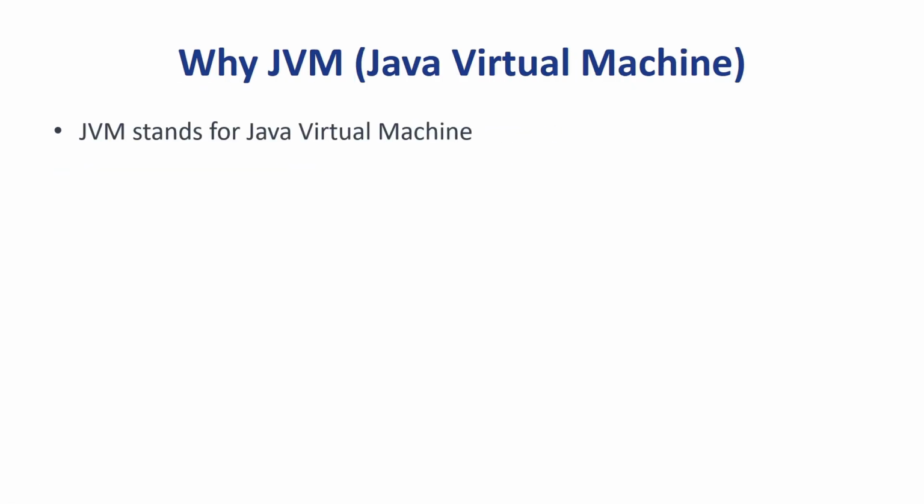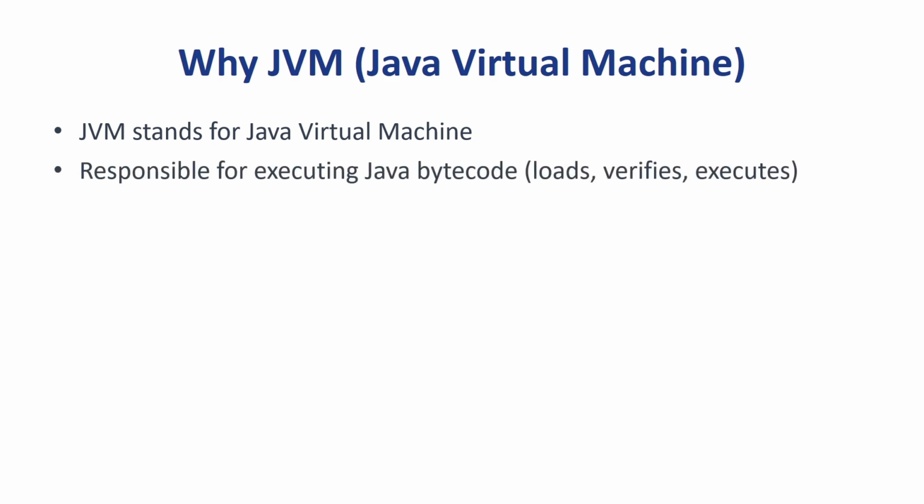JVM stands for Java Virtual Machine. It is responsible for executing bytecode. So now let's understand this. After your Java code is compiled into a .class file, JVM takes control and it does three main things. What it does: it loads the bytecode, it verifies it for safety, and it executes it line by line. So JVM is the final step where your Java program actually starts running. So the .class file goes into JVM and we get the output.